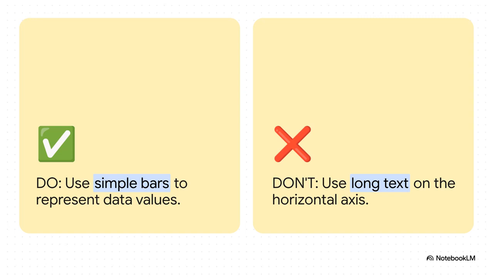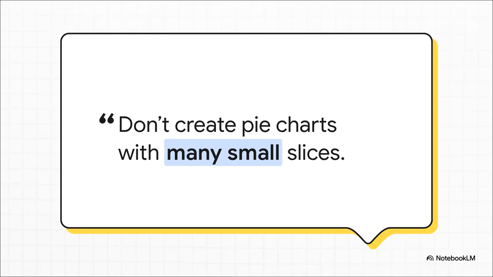Let's zoom in on a specific rule for bar charts. You want to keep it clean and simple. But here's a classic mistake: using super long, wordy labels on that horizontal axis. It just makes the chart cluttered and really hard to read. If your labels are long, here's a pro tip: just flip the chart on its side so the bars are horizontal. Problem solved.